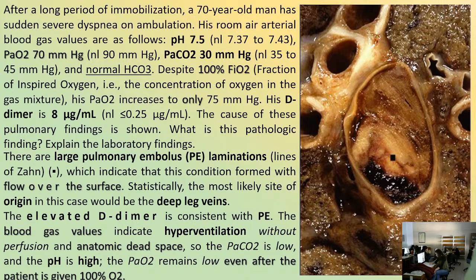The Zahn lines, yes. Perhaps it's more evident in the microscope, however, this line here. You see here, this line? These are alternating lines between red blood cells and fibrin. These are Zahn lines. So we had the elevated D-dimer and the blood values.